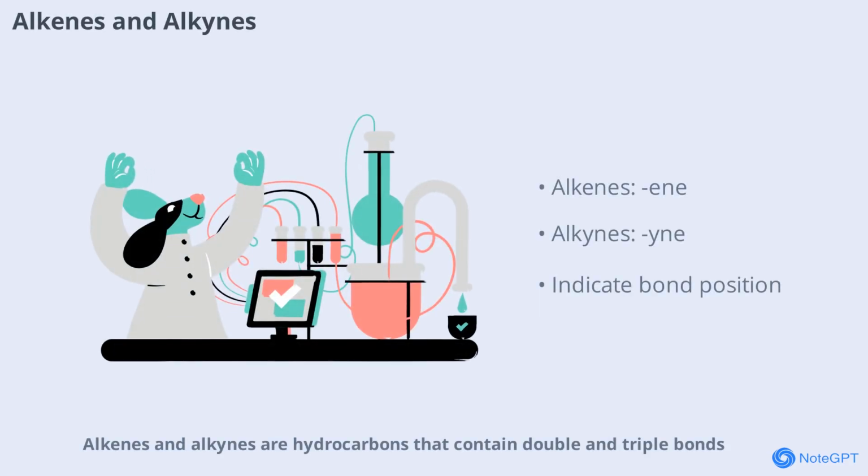Alkenes and alkynes are hydrocarbons that contain double and triple bonds, respectively. Alkenes use the suffix -ene while alkynes use -yne. The position of the double or triple bond is indicated by the lowest possible number. For example, but-2-ene has a double bond starting at the second carbon. These rules help specify the exact structure of unsaturated hydrocarbons.